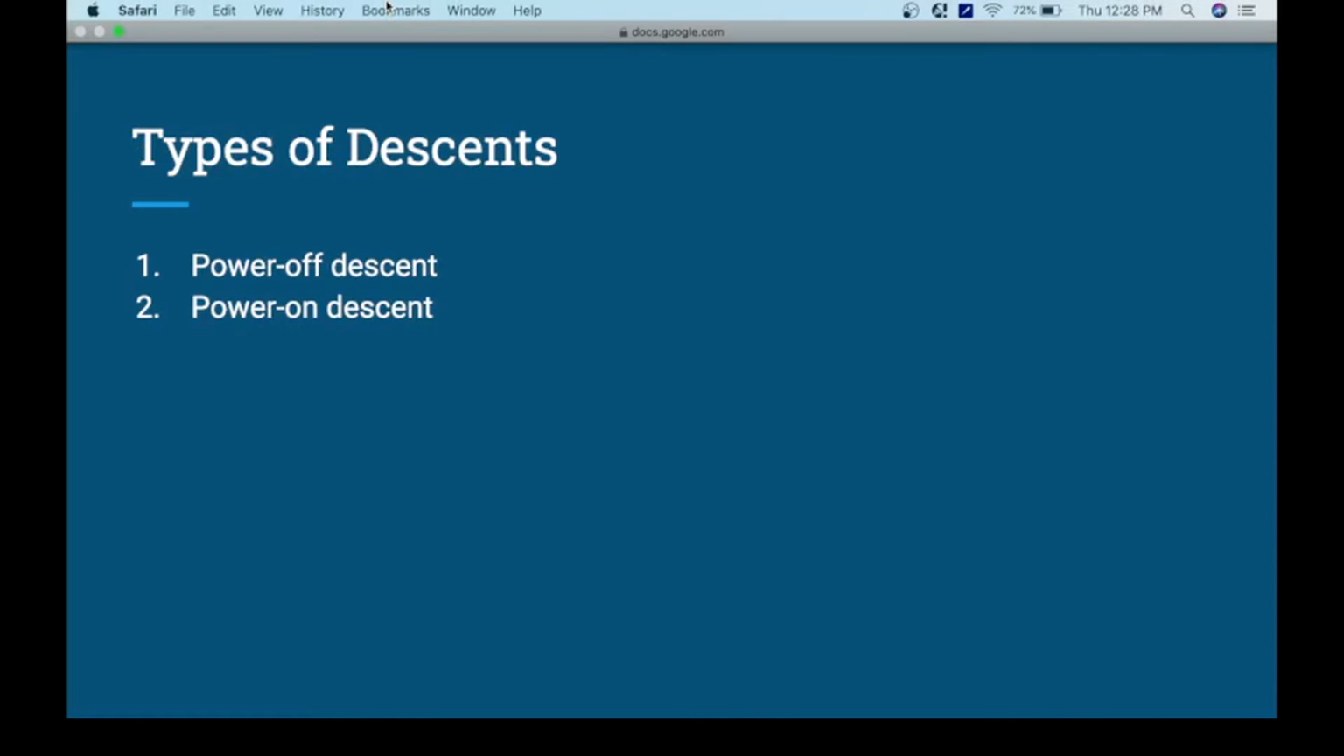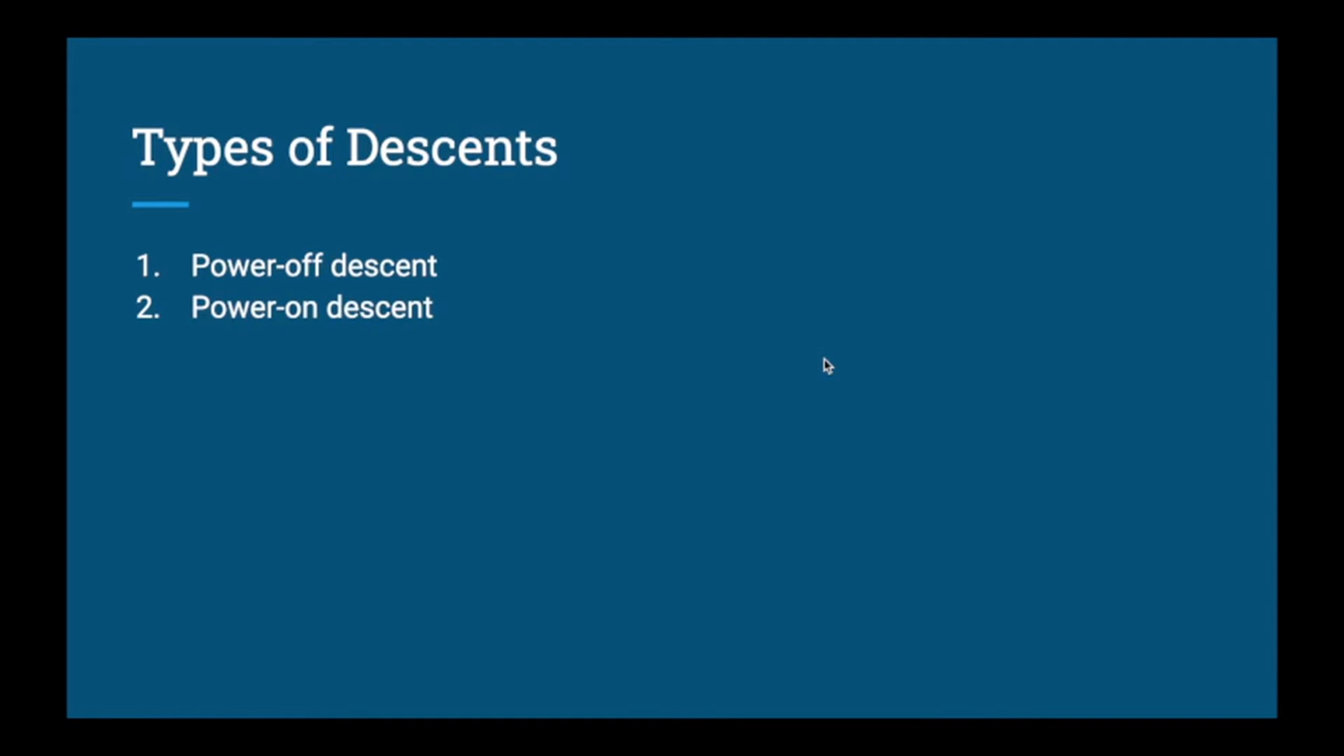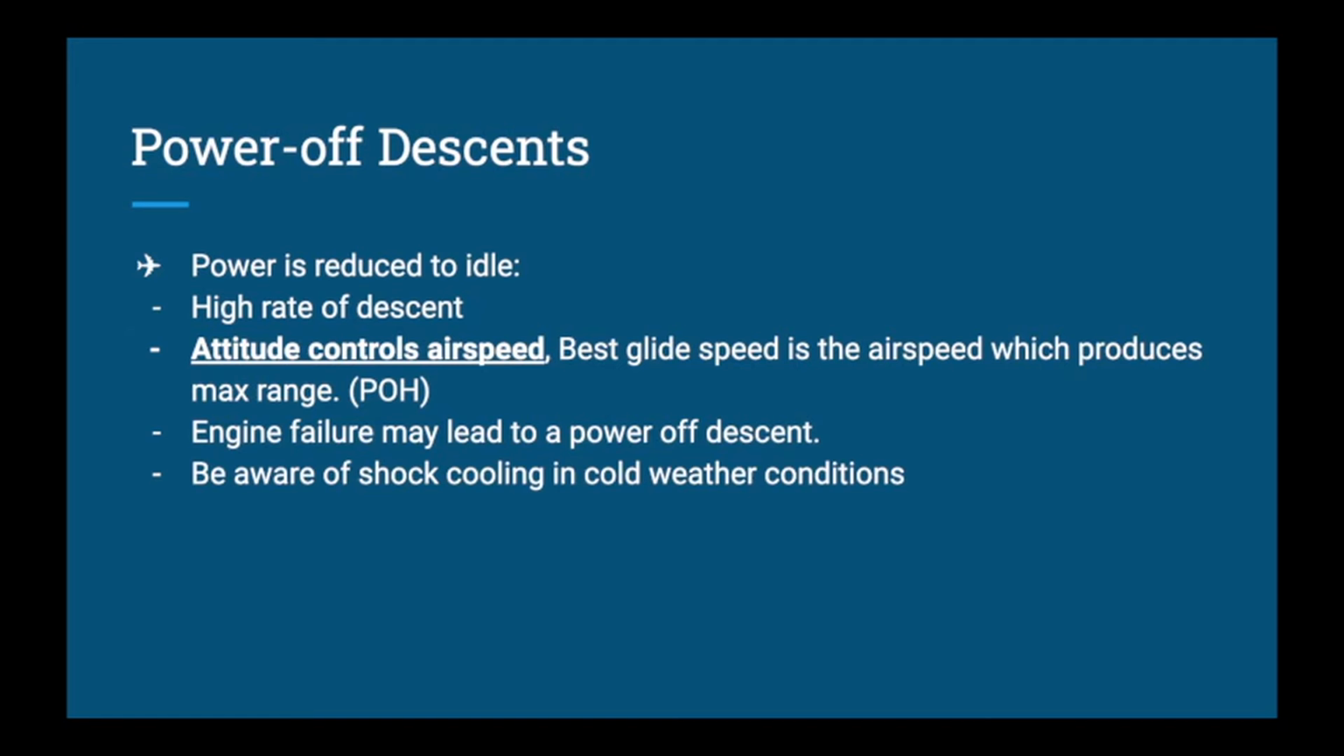All right, next we can talk about descents. We have 2 types of descents, power off descent and power on descent. We'll start with the power off descent, the simpler of the 2. Your power is reduced all the way to idle. It's going to be a very high rate of descent.